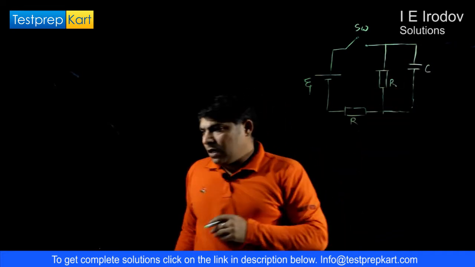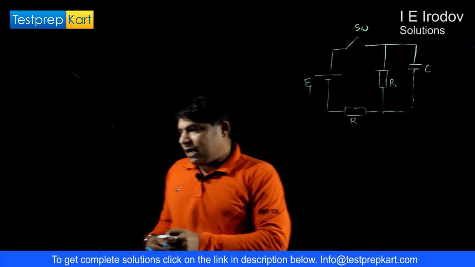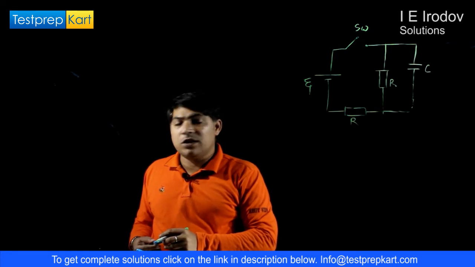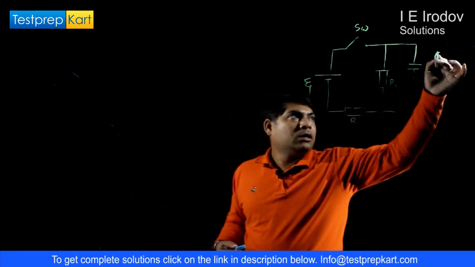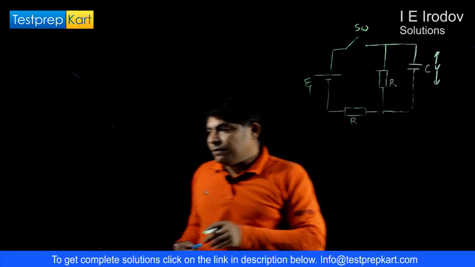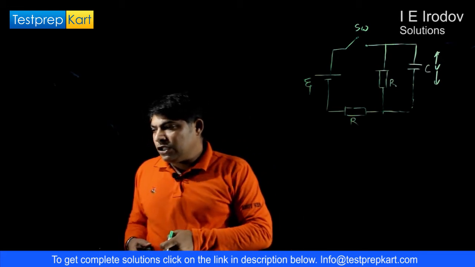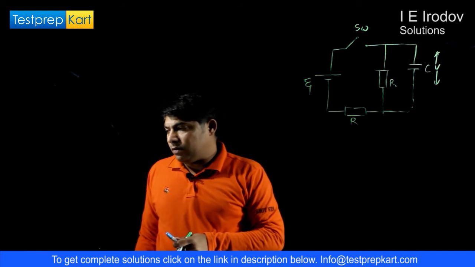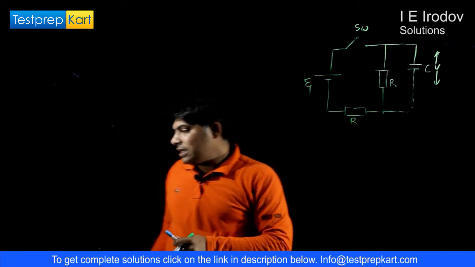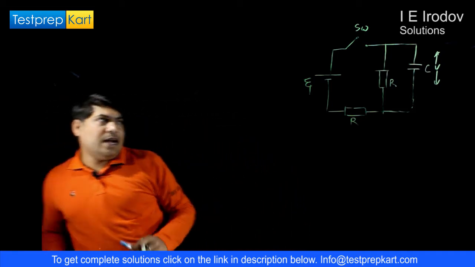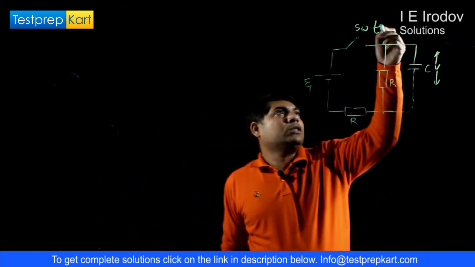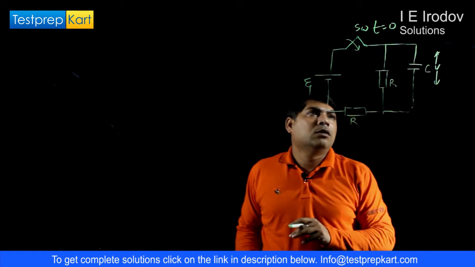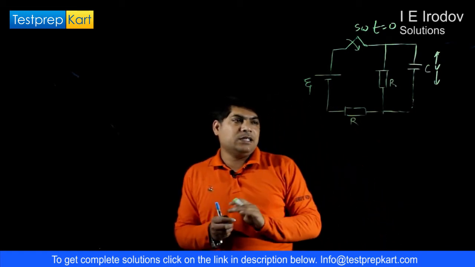Now the question is stating that we need to find how the voltage across this capacitor is varying with time when the switch is closed at the moment t equals 0. It means the switch is closed at the very moment t equals 0, so this circuit is closed now, and now we need to analyze this circuit.